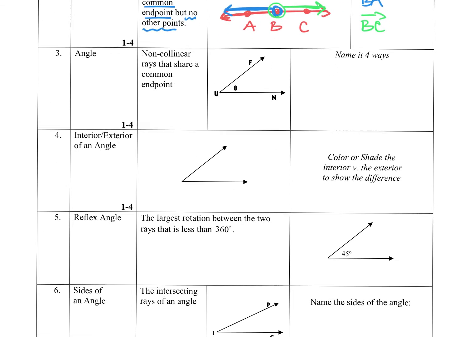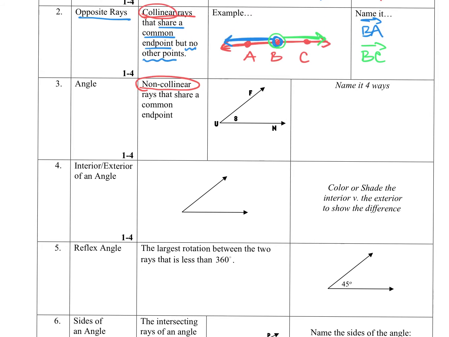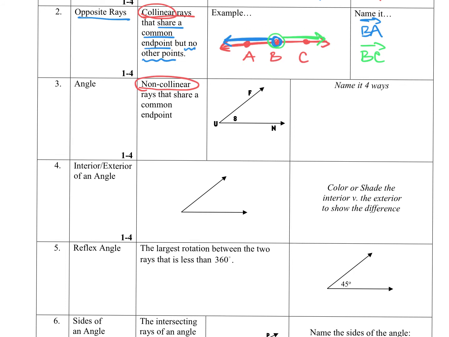Now, an angle. You guys generally know what an angle is. You're pretty good probably already recognizing that this is an angle. What we're going to do is we're going to add in our definition and we're going to talk about how to name them. Now, an angle specifically has non-collinear rays. And what that means is that the opposite rays that we just did are not an angle, okay? So some students want to call this a straight angle, but our textbook does not do that. So this is not considered an angle because it makes a straight line, okay?